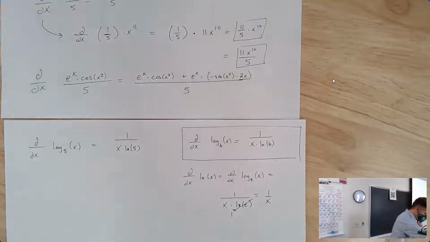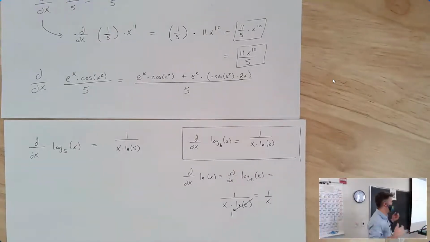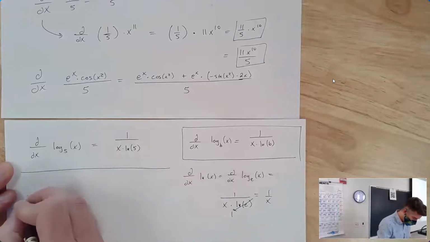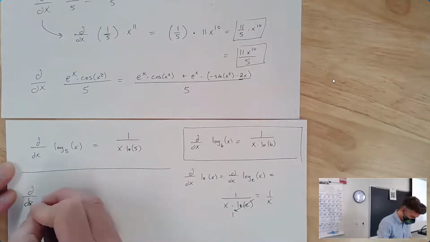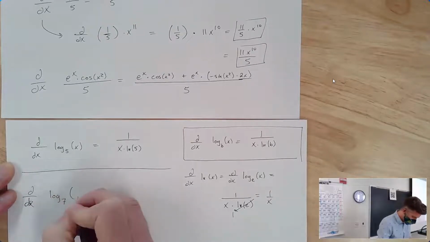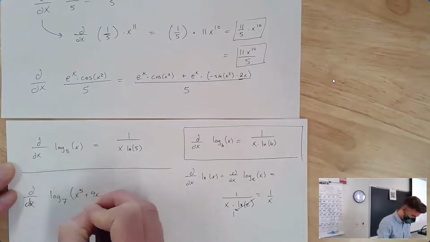And then, of course, just like with every function we ever learn how to differentiate, once you know how to differentiate log base b of x, you can then say, well, James, what about a chain rule kind of question? What about the derivative of log base 7 of x to the 5th plus 9x?